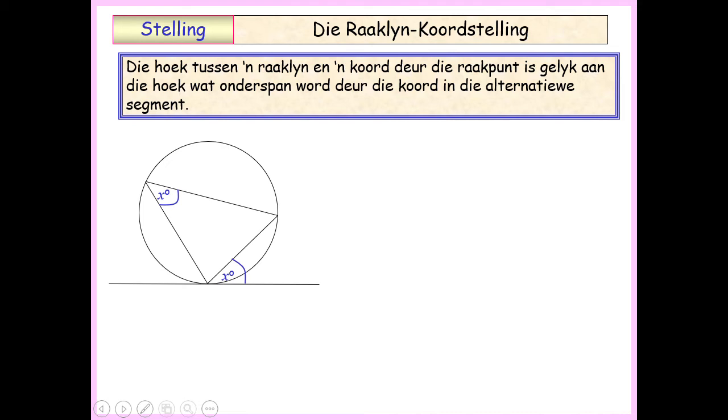Okay, now the easiest way to see this is to work in a little triangle. Do you see that this chord forms the base of a triangle?